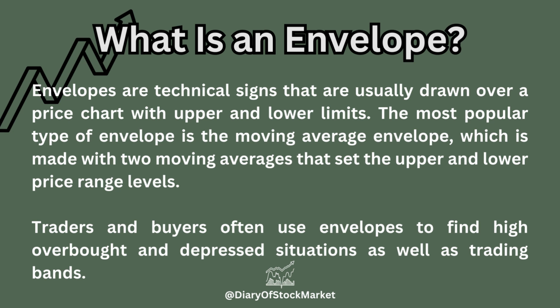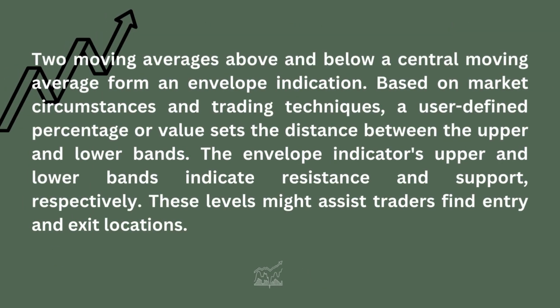Traders and buyers often use envelopes to find overbought and depressed situations as well as trading bands. 2 moving averages above and below a central moving average form an envelope indication. Based on market circumstances and trading techniques, a user-defined percentage or value sets the distance between the upper and lower bands. The envelope indicator's upper and lower bands indicate resistance and support, respectively. These levels might assist traders find entry and exit locations.